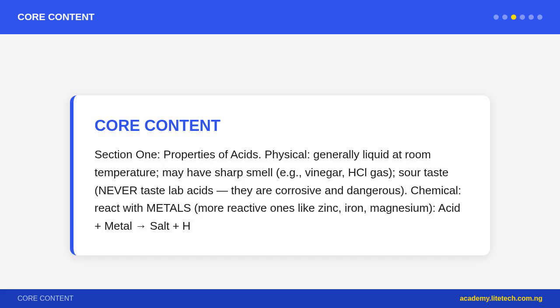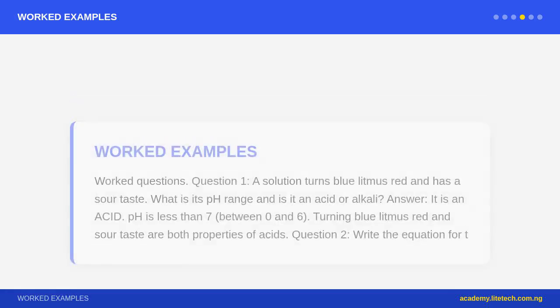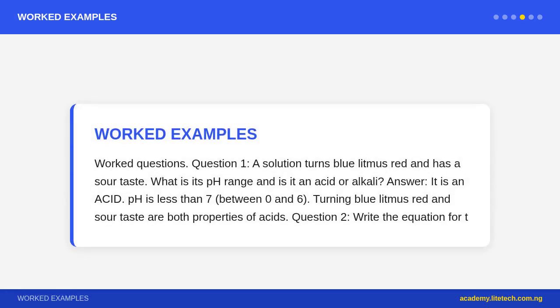Available as litmus paper, red or blue strips, or litmus solution. 2. Methyl orange: red in acid, yellow in alkali, orange at neutral, pH 3.1 to 4.4 range. 3. Phenolphthalein: colorless in acid and neutral, pink/magenta in alkali, pH 8.2 to 10.0 range.